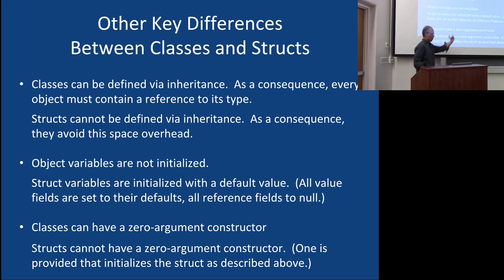So if the struct is going to have some fields, properties, whatever, anything that's a value type is initialized to its default value, whatever that is, and all references to objects are null. Classes can have a zero-argument constructor, structs cannot. The zero-argument constructor for structs is generated for you, and it does what I said right here. It zeroes everything out, basically.